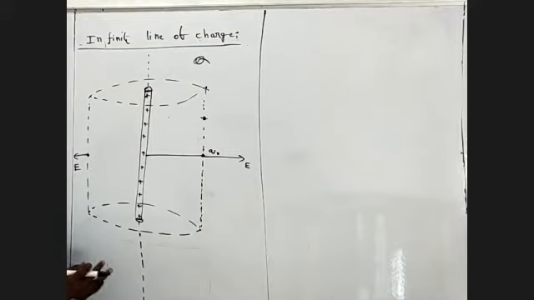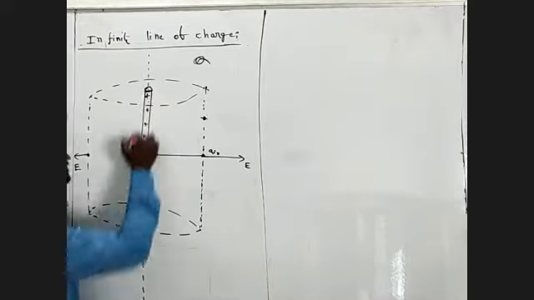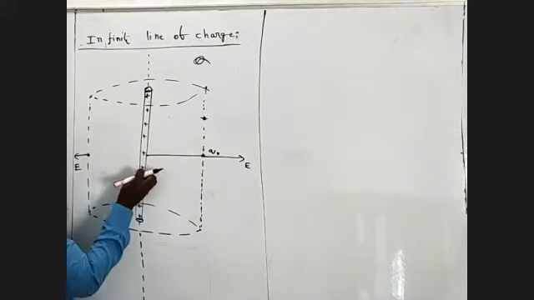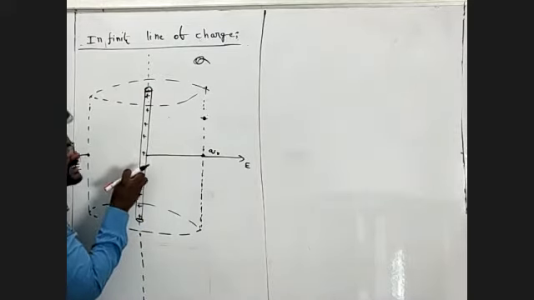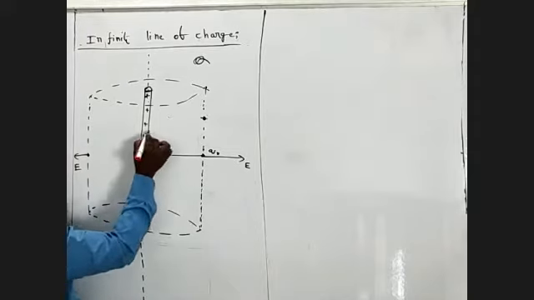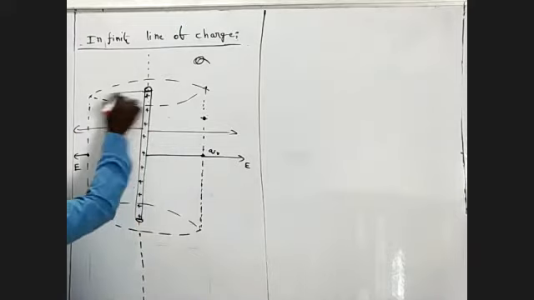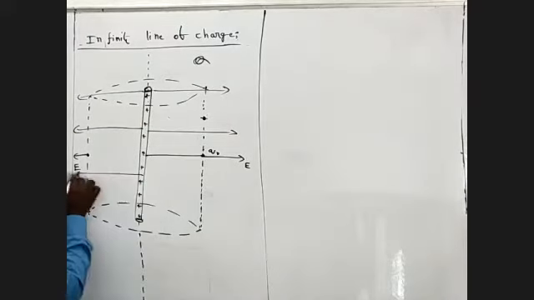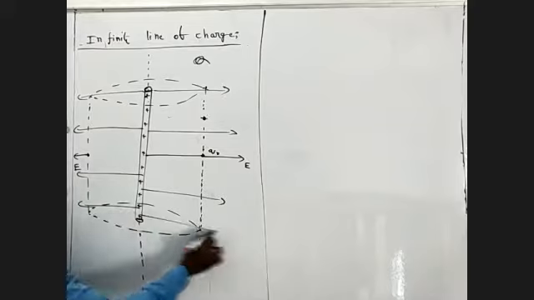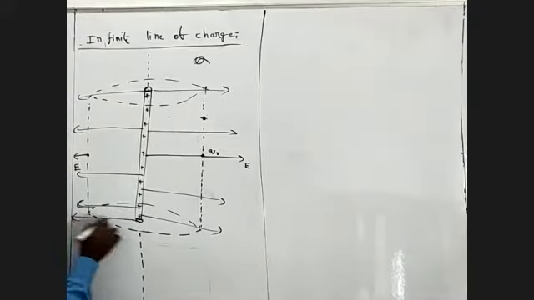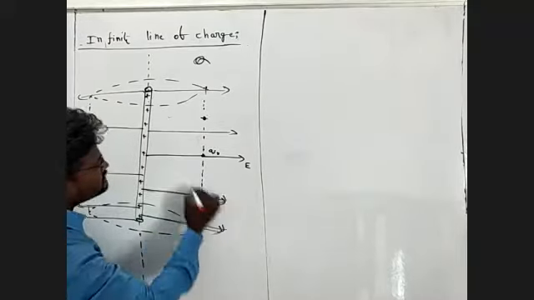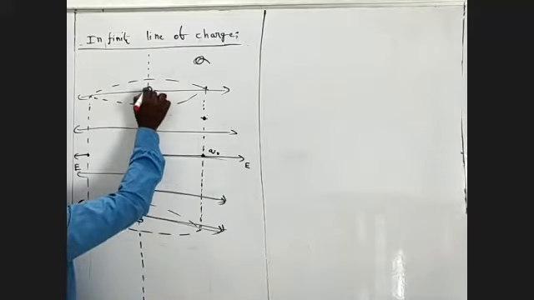Next, the second point is to calculate the electric flux passing through the Gaussian surface. This positive charge will emit electric field lines. These electric lines are passing in this direction, through the Gaussian surface, in the upward direction.